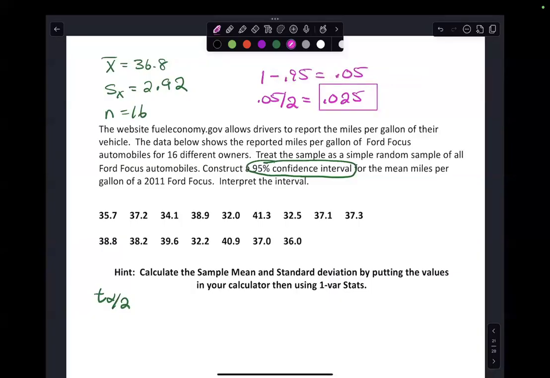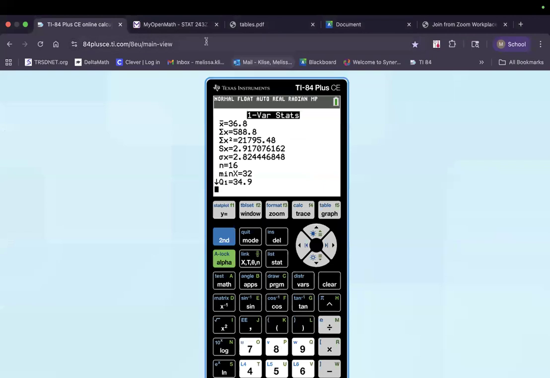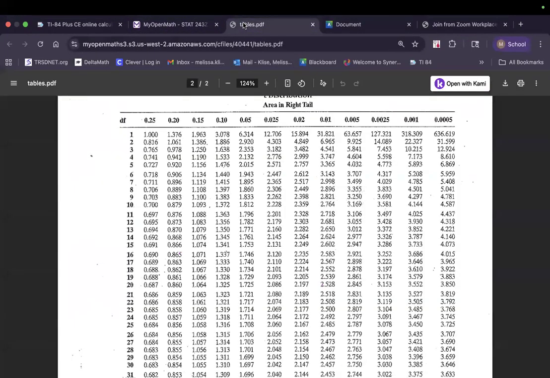Okay, let's do the t-table. We use n minus 1 degrees of freedom, so we're going to do 15 because our sample size is 16. So here's 15, 0.025. Do not grab this first one, that's 0.25. Go all the way over here. Don't forget the 0. So my t value is 2.131. That's 0.025, and we're using n minus 1 degrees of freedom, so we're at 15. 2.131.